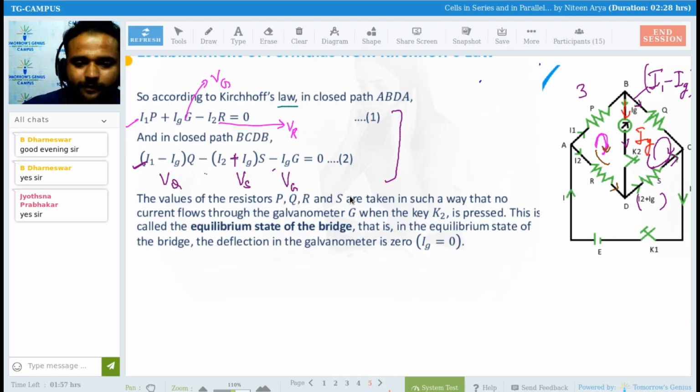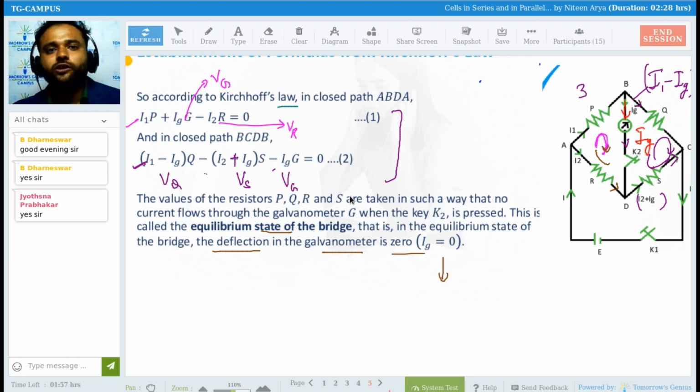Good. Okay. So then the values of resistors P, Q, R, S are taken in such a way that no current flows through the galvanometer. Clear? So we are going to prove in a reverse way. When the key K2 is pressed, this is the equilibrium state of the bridge. That is, in the equilibrium state, the deflection in the galvanometer is 0. Means we take this condition to prove P by Q equals R by S. As simple as that. So we already make a connection, we switch this K2 button, but the current is 0 here.